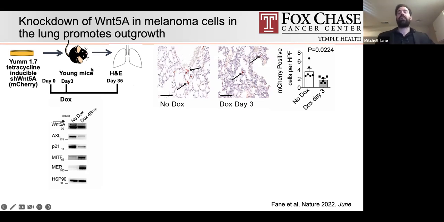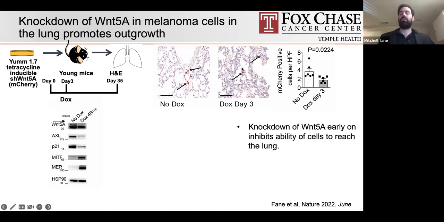What we find is that in our young lung, usually after 35 days, we're only able to see these single cells, as you can see here. But when we look at the lung, if we start treating with doxycycline very early on, we get a significant decrease in the number of cells that are able to reach the lung at this specific time point, indeed suggesting that Wnt5a is involved in this initial dissemination step.